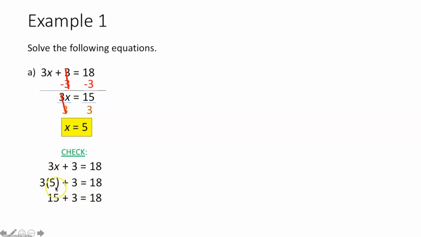According to the order of operations, I have to multiply before I add or subtract. So 15 plus 3 gives me 18. Now 18, does that equal 18? Yes, so that means we did it right.